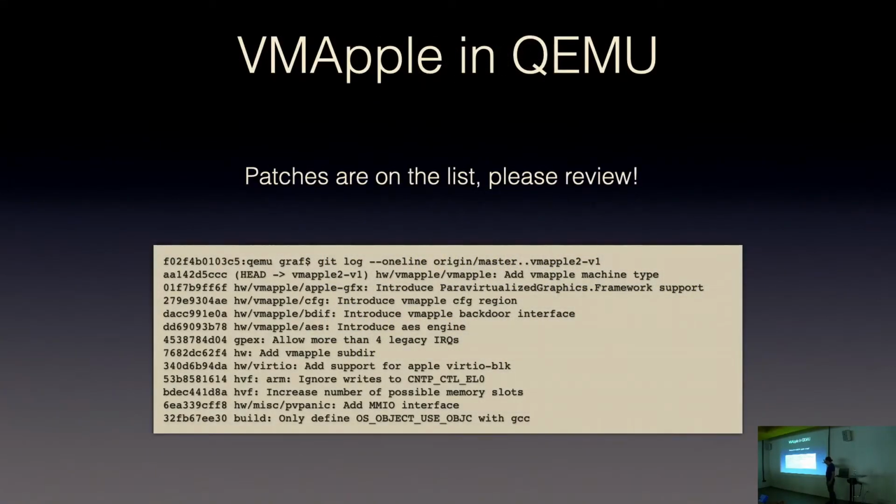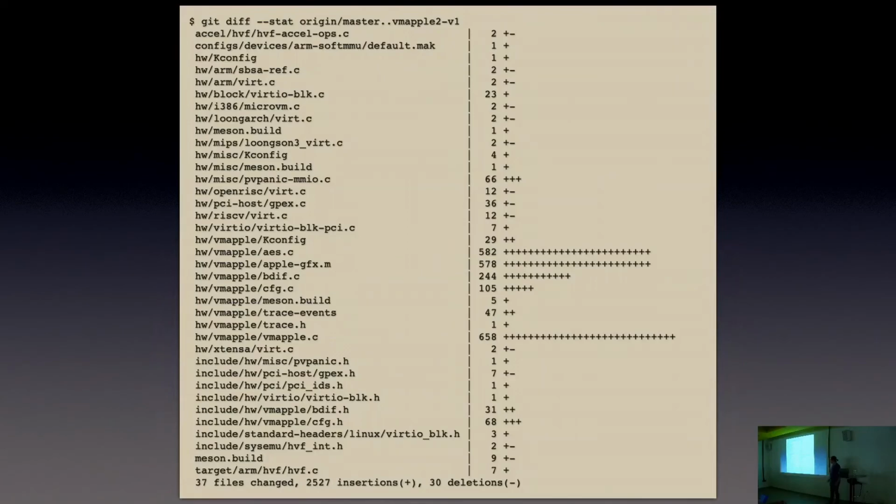The patches are on the list. If you want to review today, tomorrow, over the weekend, by all means, have a look. That's super simple. It's like 12 patches, I think. It's not a lot, and also not a lot of code. Enabling all of this virtualization framework, VM Apple backed device model is less than 3,000 lines of code. It's simple. It really is simple.